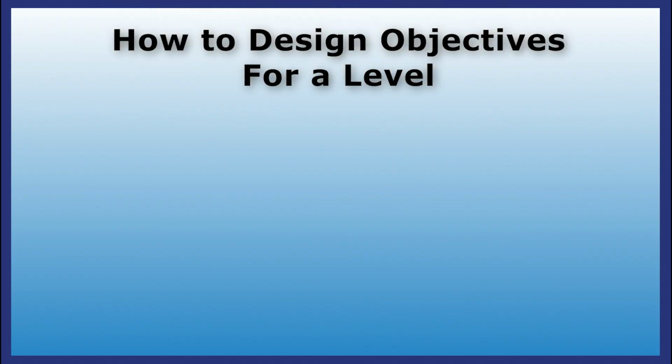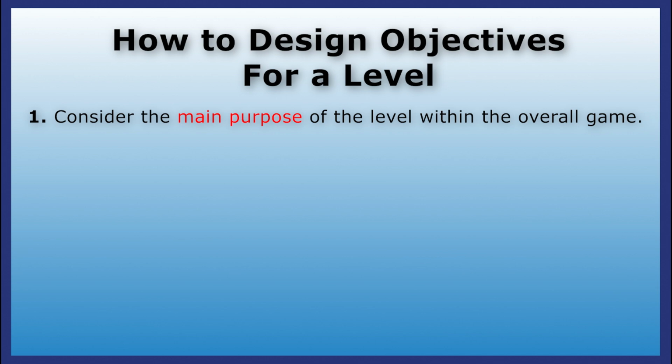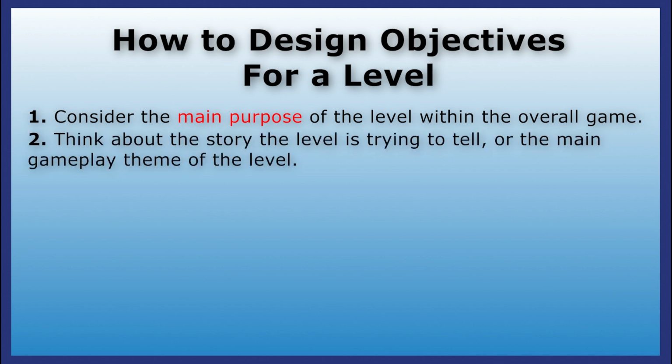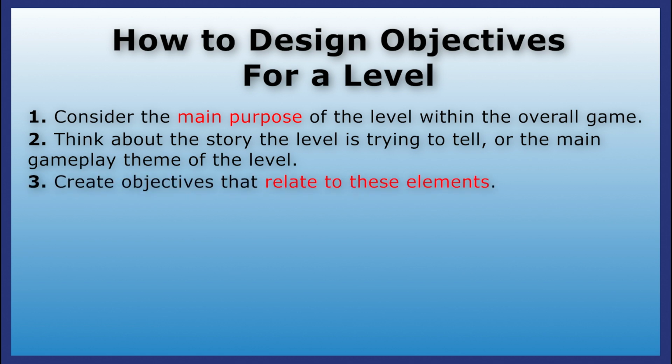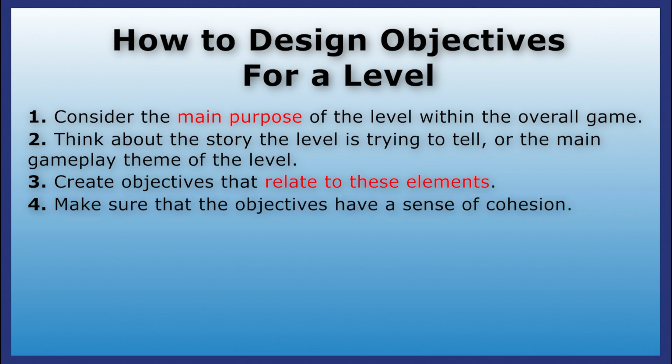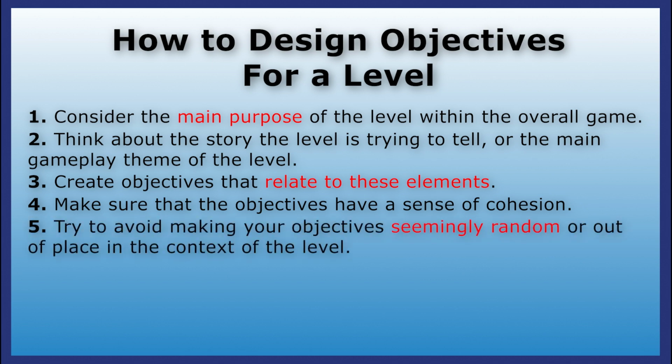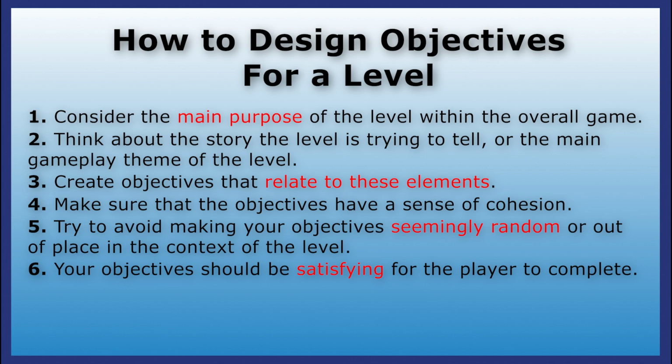In order to create the objectives for your level, you should think about the context of the level within the game, and consider its purpose. Depending on the story events or theme of your level, you can narrow down what the primary objective is, and then decide on sub-objectives that tie into it. It's important for your objectives to have a sense of cohesion, and be related to each other in some way, instead of just being totally random. It's also important that your objectives create a satisfying sense of progress for the player.